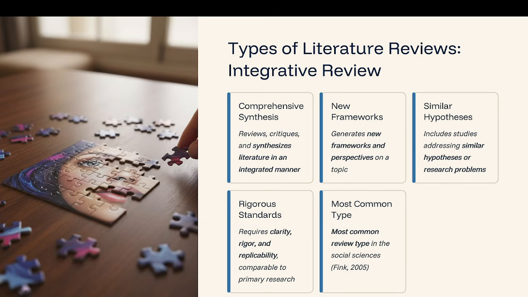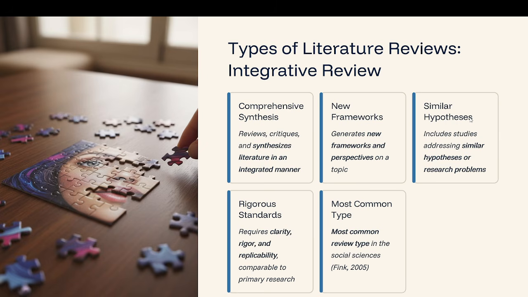The second type of literature review we have is integrative review. It is considered a form of research that reviews, critiques, and synthesizes representative literature on a topic in an integrated way. That's why we call it integrative, such that new frameworks and perspectives on the topic are generated.